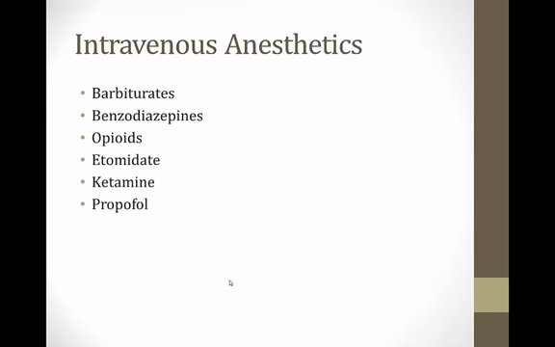So now we're going to switch gears and talk about intravenous anesthetics. And these are drugs like barbiturates, benzodiazepines, opioids, etomidate, ketamine, and propofol. And we'll go through each of these in the remainder of this module.